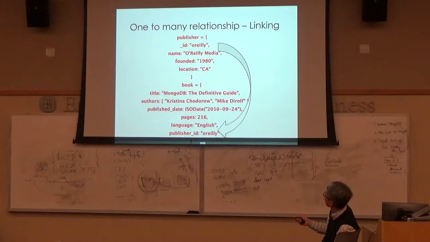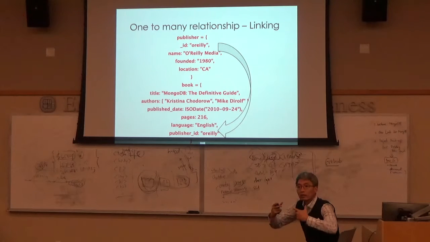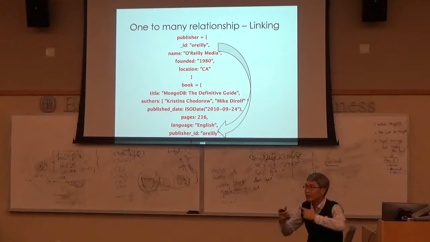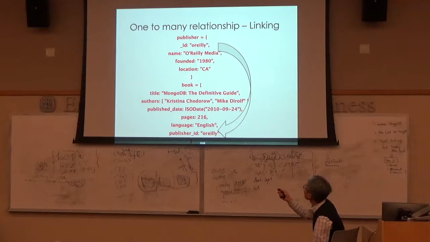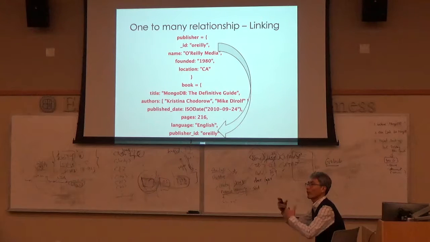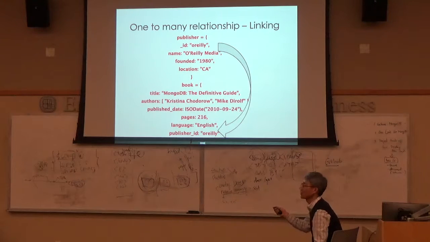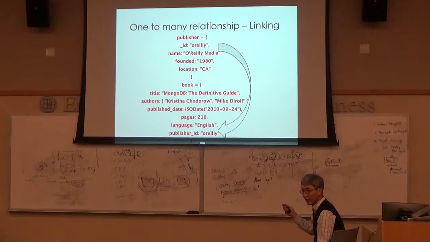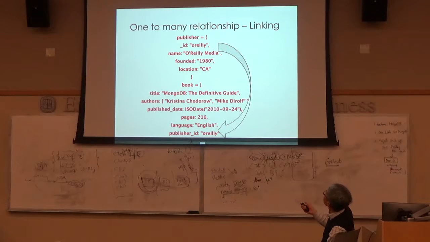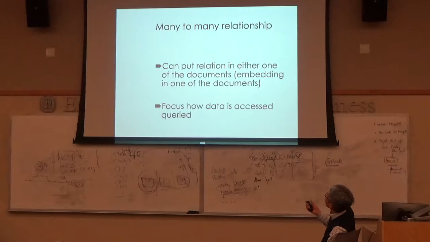Linking is, for example, the publisher ID, which you can find from the ID, which means they do not provide a constraint, unlike the foreign key. Instead, it is just used for referencing. In your application, you need to check it. So that is the difference. It just refers. That's the linking.